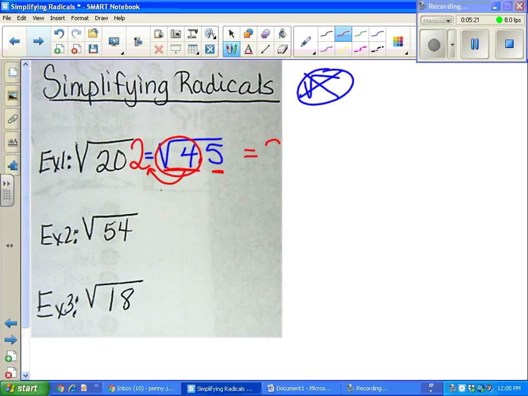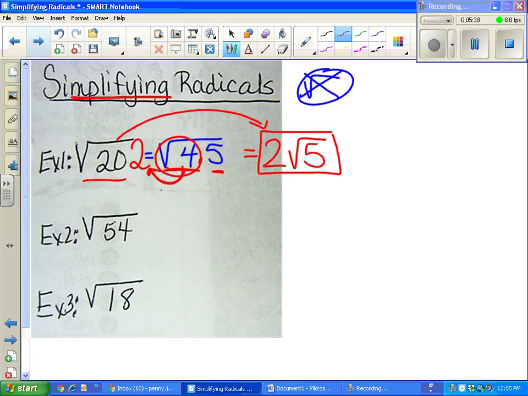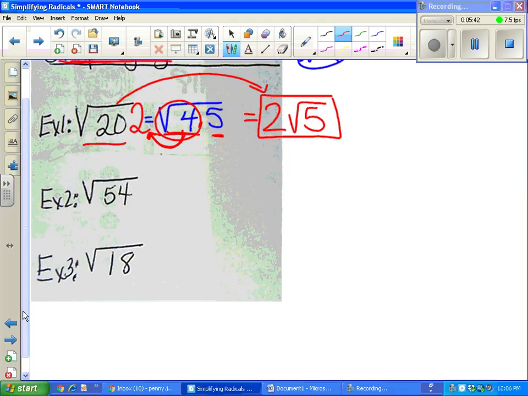So I'm going to end up with a 2 on the outside because square root of 4 came out as a 2, but the 5 stays underneath. 2 square roots of 5, or 2 times radical 5, is the simplified form of square root of 20. So this to this is what we call simplifying radicals. So that's why we need no decimals. All right, let's do the second example.